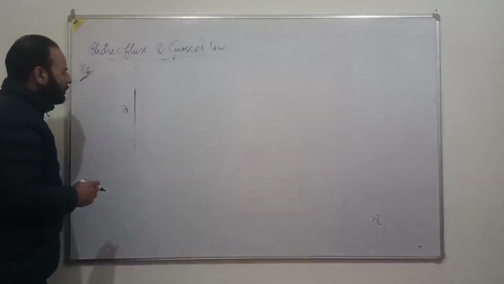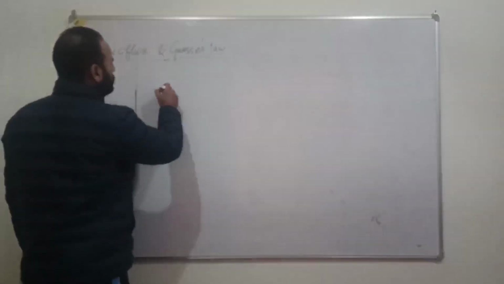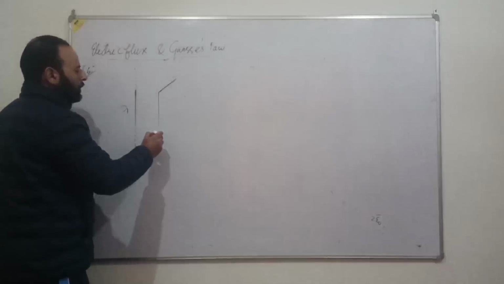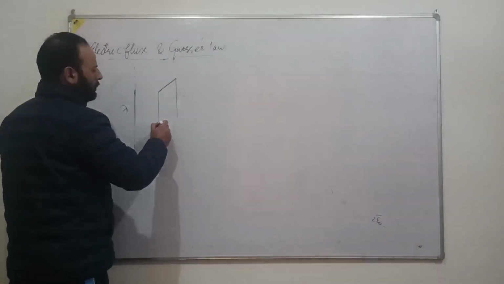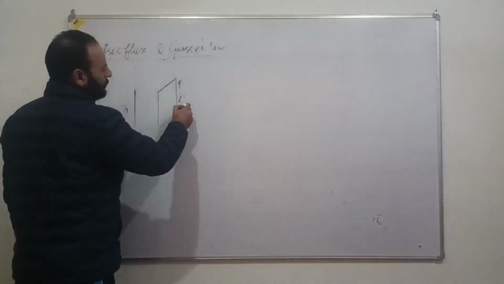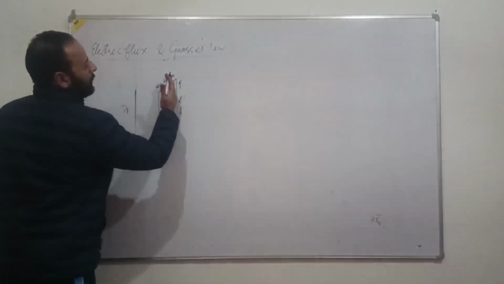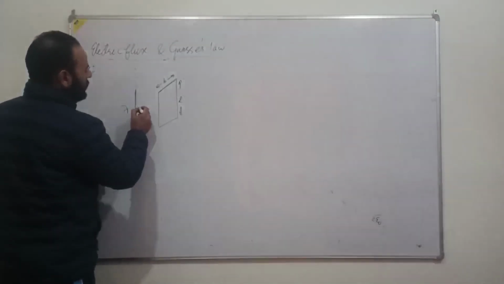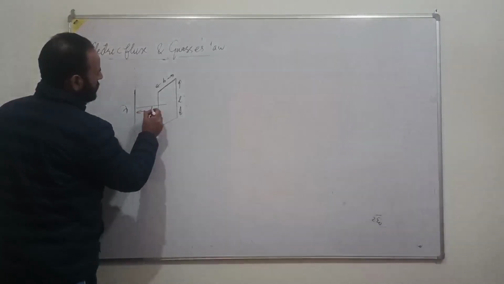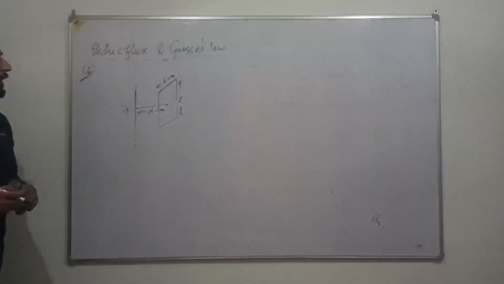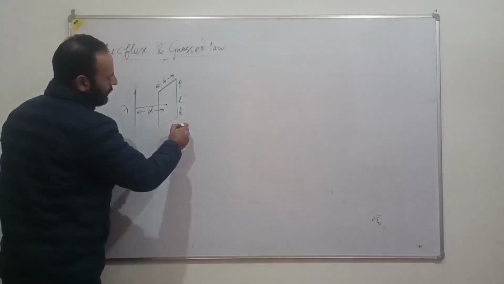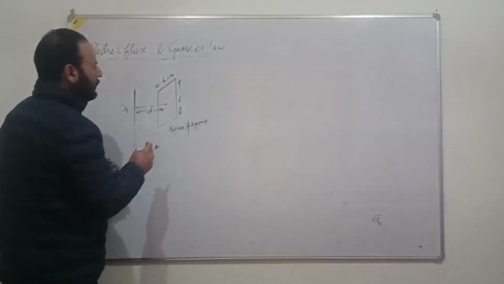Suppose the charge density is lambda, and here we have a wire frame, and suppose its length is L and width is B. It is held in front of the charge such that the distance between the charge and the frame is D. So we have to find the flux through this wire frame of length L and breadth B. Since this is a line charge, the electric field lines will be in all directions, so it is a two-dimensional flux here.